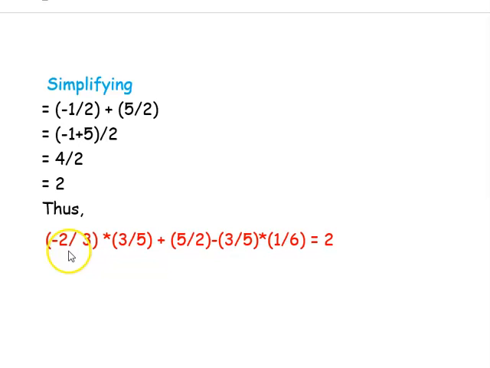So the given question is minus 2 by 3 times 3 by 5 plus 5 by 2 minus 3 by 5 times 1 by 6. The answer is 2. If you simplify this, you will get the answer as 2.